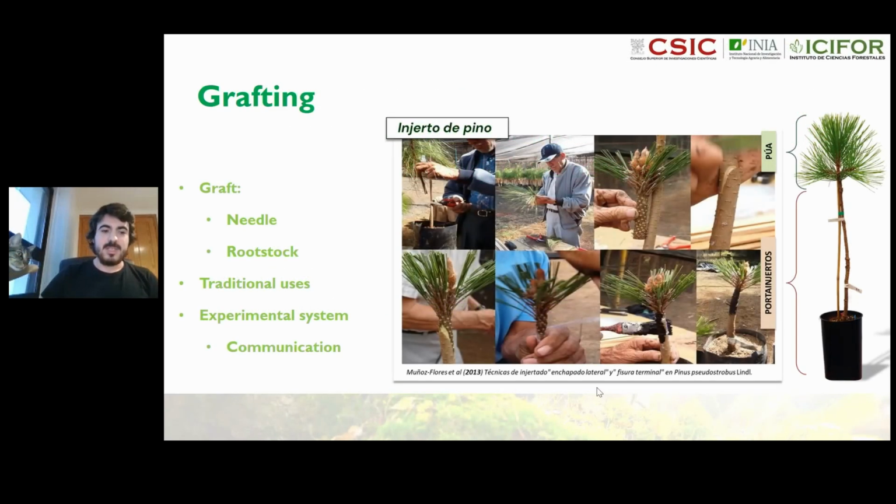Traditionally, grafting has been primarily used as a vegetative propagation method in agriculture in order to enhance the production of fruit or wood, for example, taking advantage of the features of the rootstock, like more resistance to climate or pathogens. Nowadays, however, grafting is also used as a methodology to study the communication between different organs.